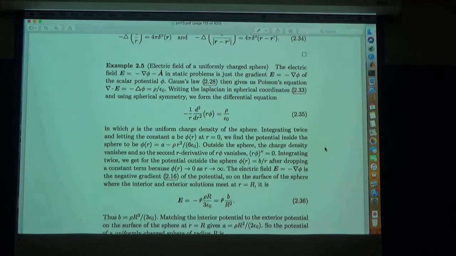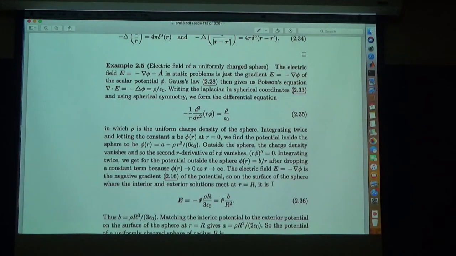Outside the sphere, the charge density is 0, so the second derivative vanishes. And that's, again, Gauss's law. Integrating twice again, we get the potential outside the sphere as just B over r. So this equation was 1 over r d squared by dr squared of r phi, which is 0 in that case. Multiplied by r, we still get 0. So the second derivative of r phi is 0, and you integrate twice, and you get just a 1 over r potential, which is, of course, what you expect as a Coulomb field as you go away from a spherically symmetric charge.